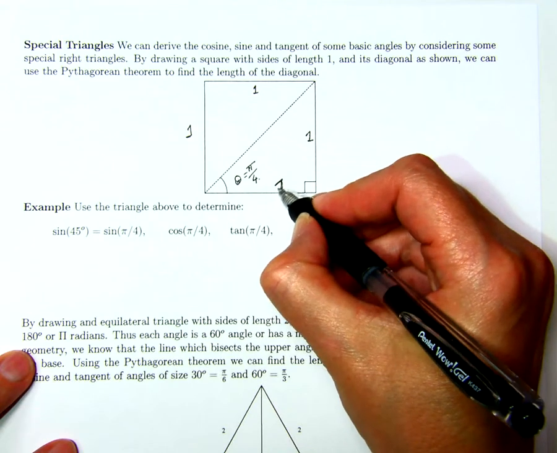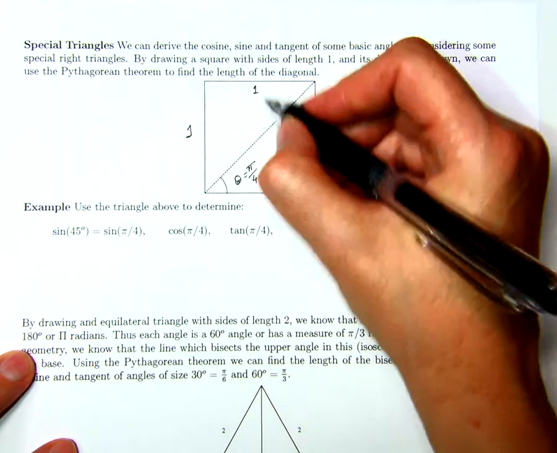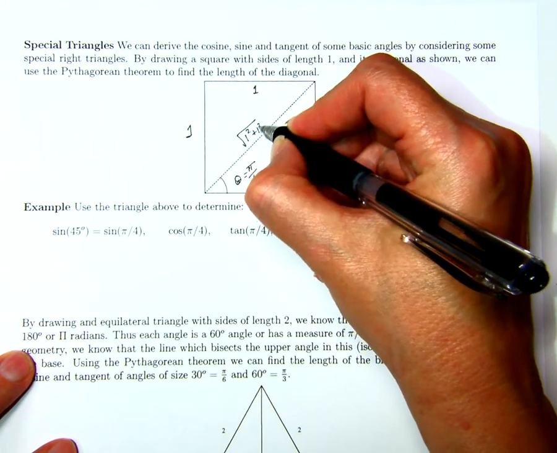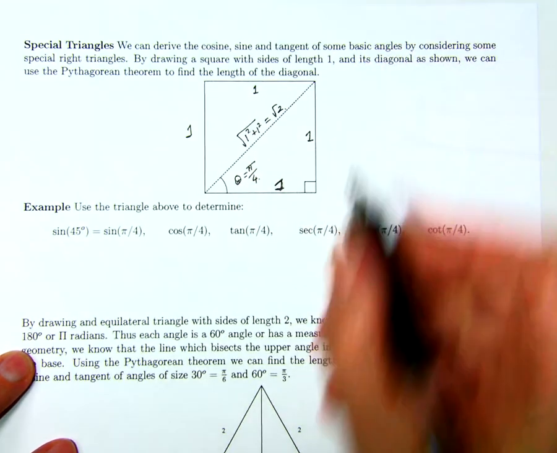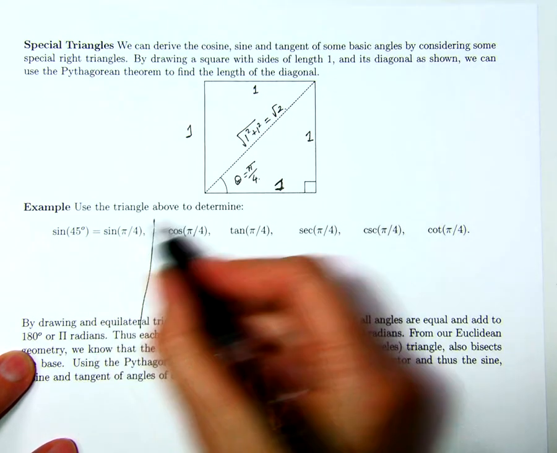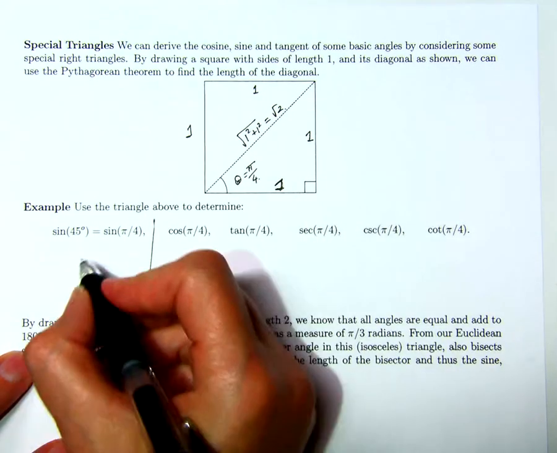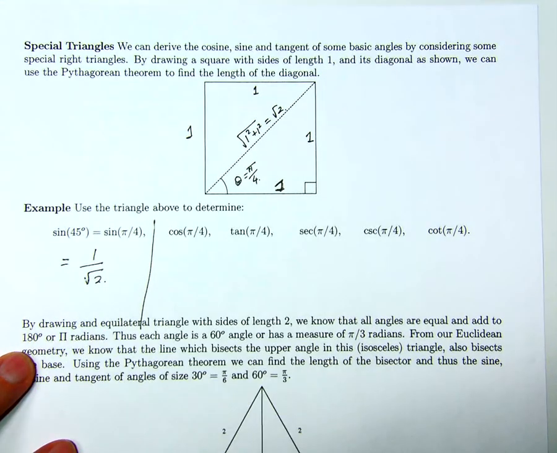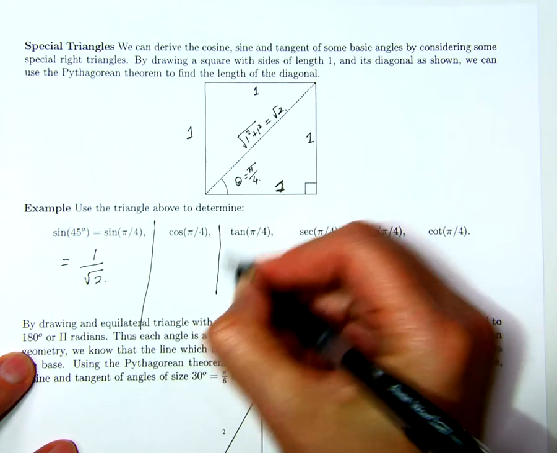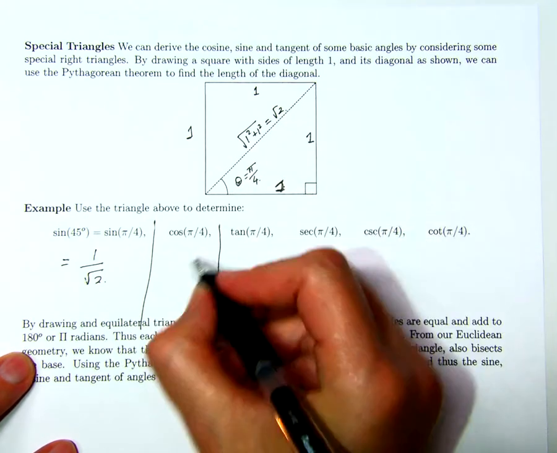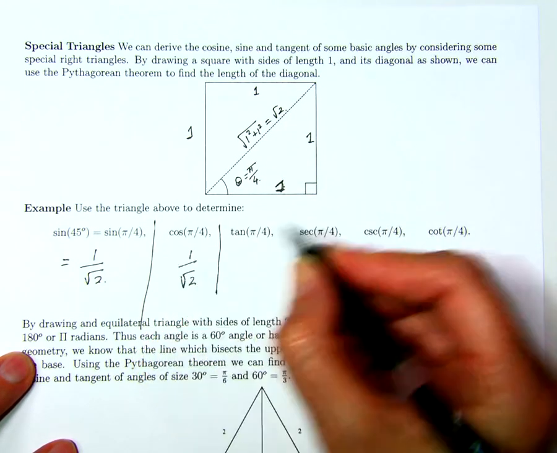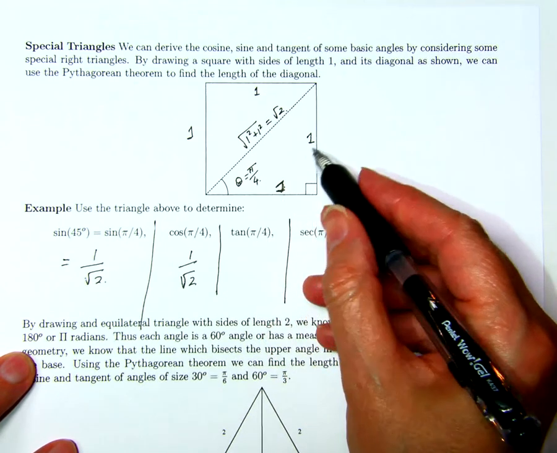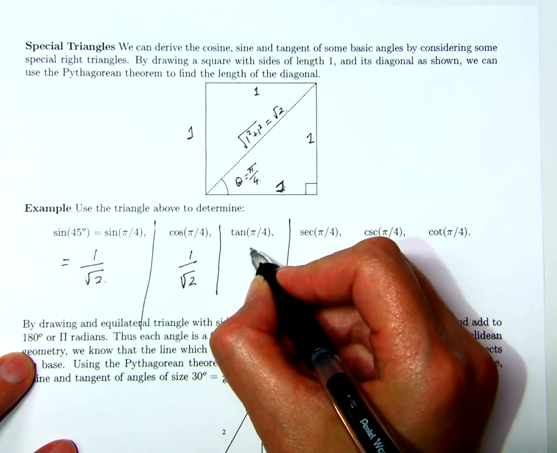And since both of these sides have length 1, the hypotenuse has length the square root of 1 squared plus 1 squared, which is the square root of 2. So now it's pretty simple to see that sine of theta is the opposite over the hypotenuse, so that's 1 over the square root of 2. Cosine pi over 4 is the adjacent over the hypotenuse, that's 1 over the square root of 2. And tangent pi over 4 is the opposite over the adjacent, so that's 1 over 1, which is 1.